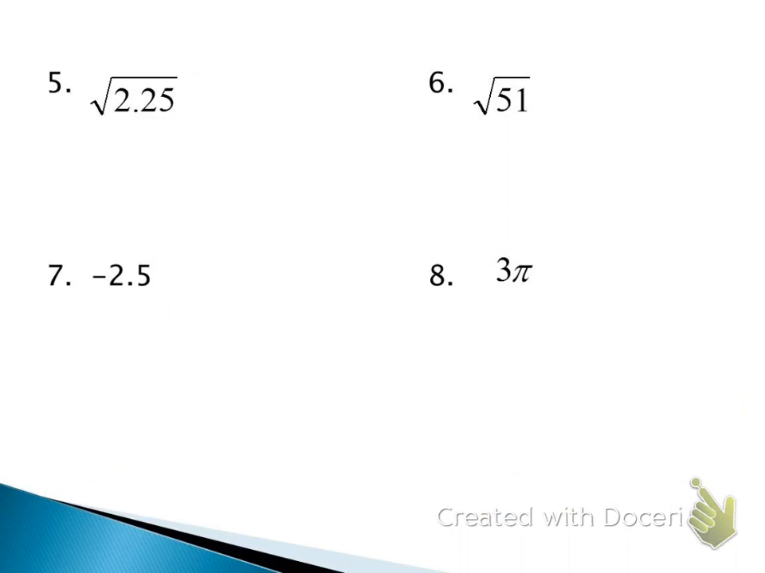Okay, on this next set, this first one is a little tricky. I don't think I would give you this one this early in this class without a calculator. If we were to change this into an improper fraction, 2 1/4 is the mixed number, so 9/4 would be the improper fraction. Can I take the square root of 9? What number times itself is 9? 3. What number times itself is 4?